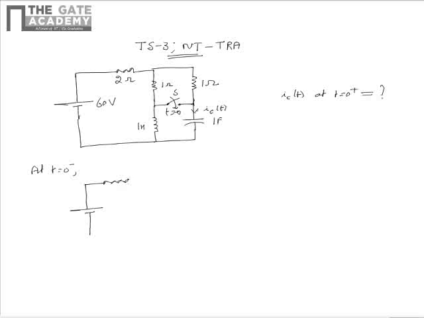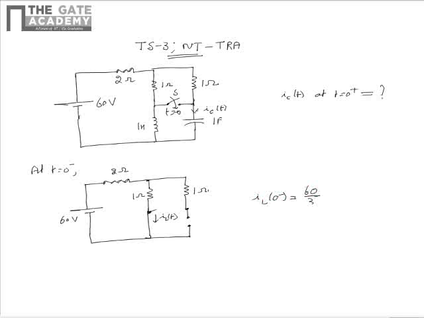equivalent circuit can be drawn as shown. Please note that for this case, the switch is kept open because the switch is not yet closed at t equal to 0 minus. As the circuit would have reached the steady state, inductor acts as short and capacitor acts as open. So from this we can say that the current IL of t at t equal to 0 minus can be written as IL of 0 minus is equal to 60 divided by 3, that is equal to 20 ampere.